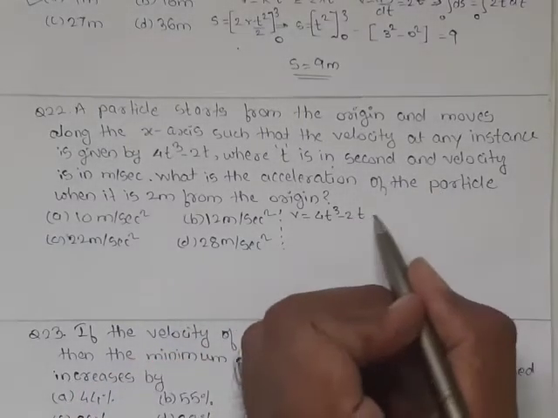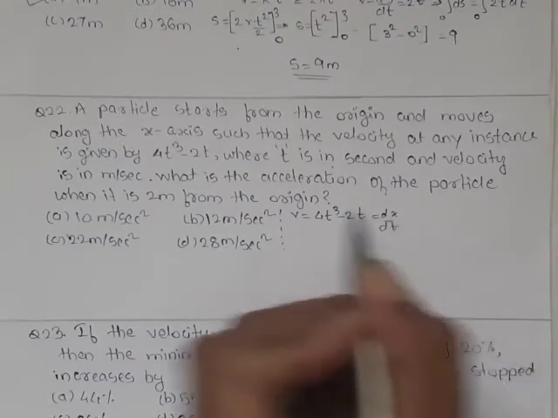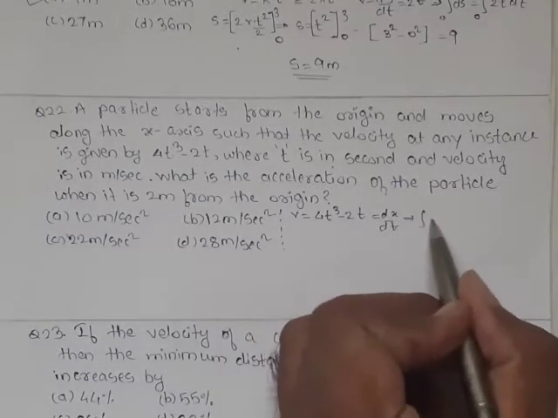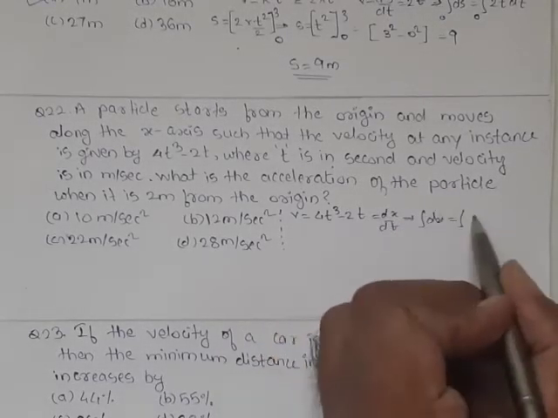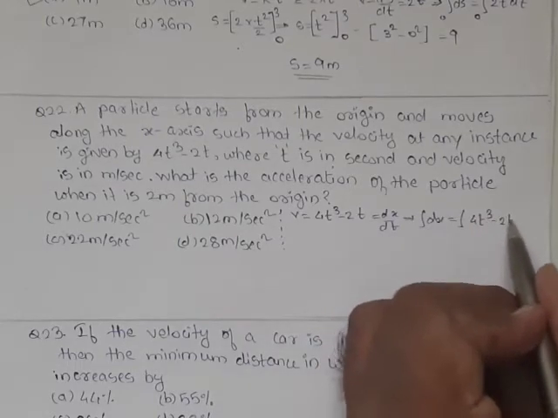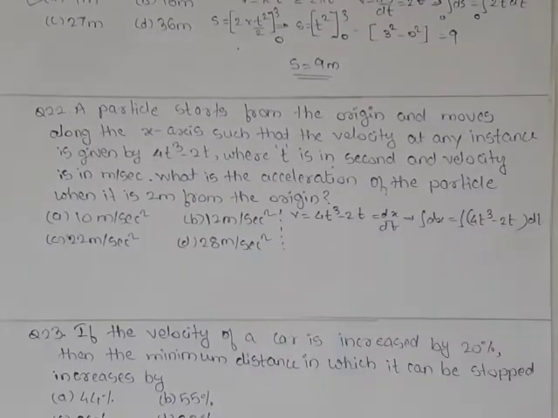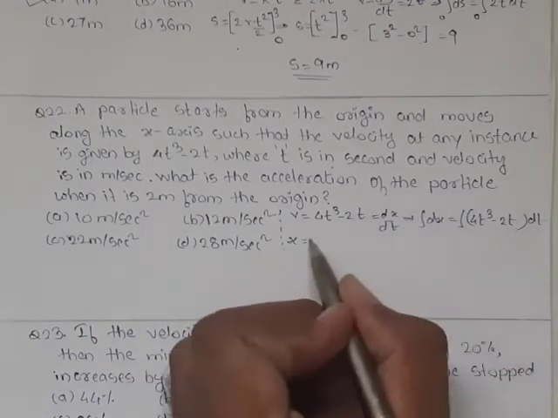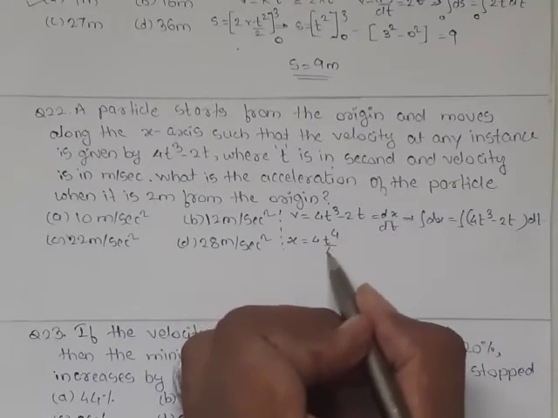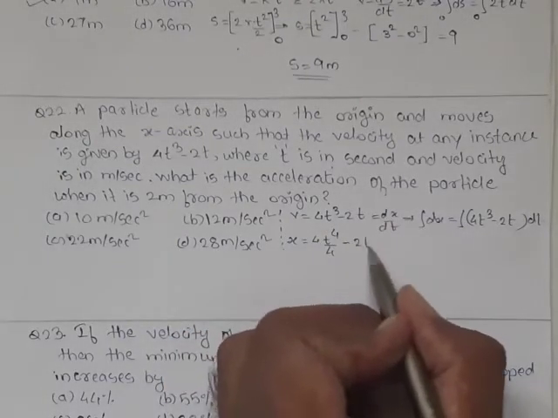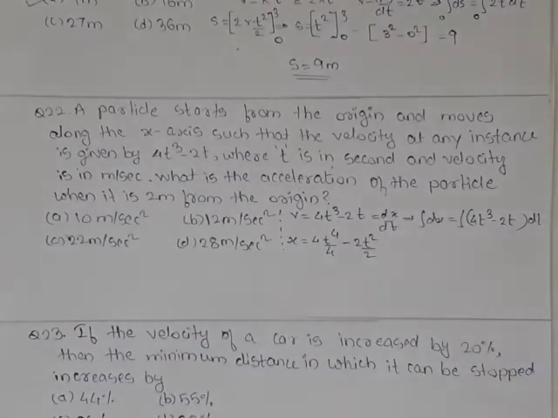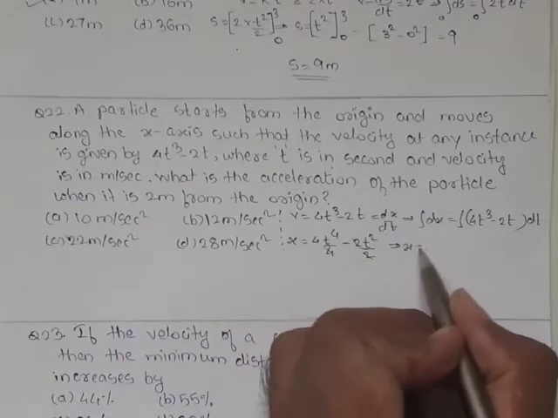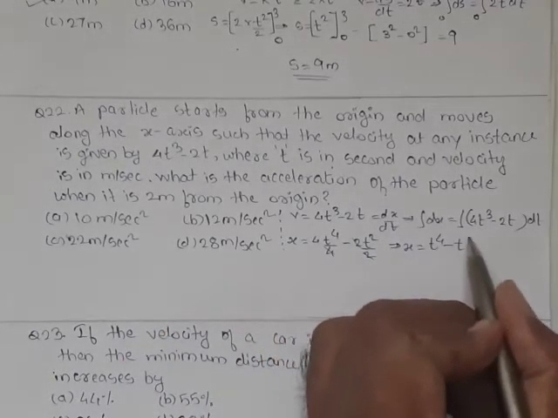Now velocity is nothing but dx by dt. So if we integrate this equation, we'll get the equation in terms of x. So on integrating dx, and here it is 4t cube minus 2t dt. On integrating, integration of dx will become equal to x, and integration of this is 4 t raised to 4 upon 4 minus 2t square by 2. So here we'll cancel this 2, this 4, and finally we'll get x equal to t raised to 4 minus t square.